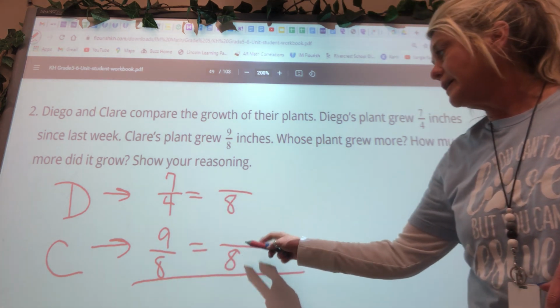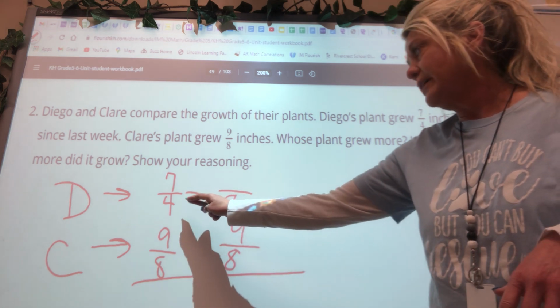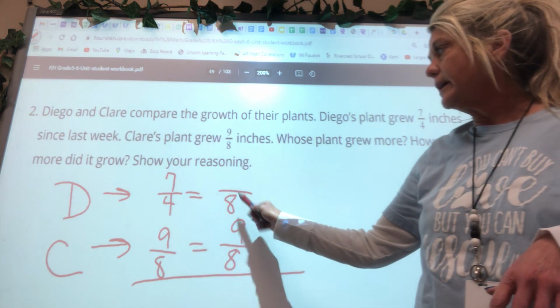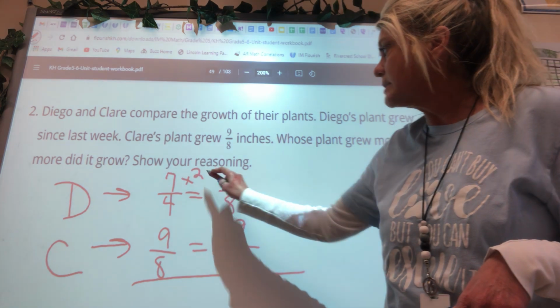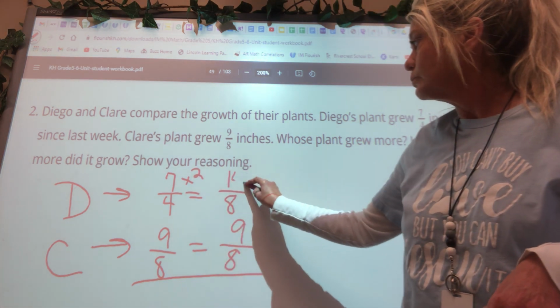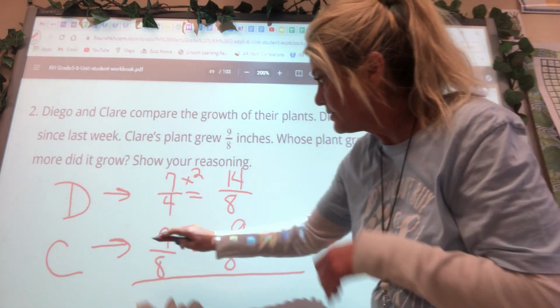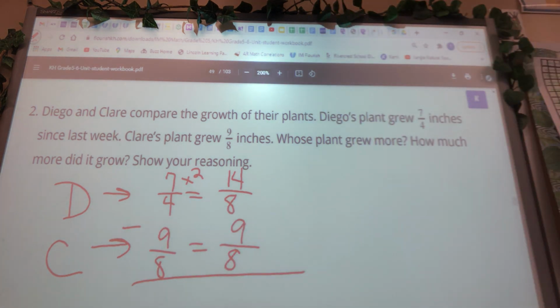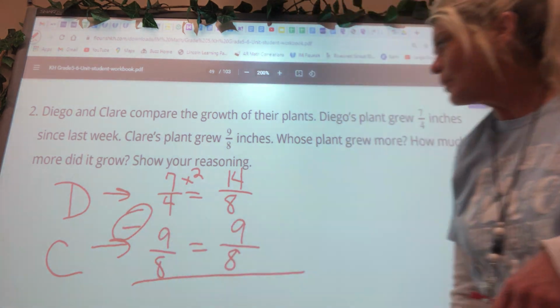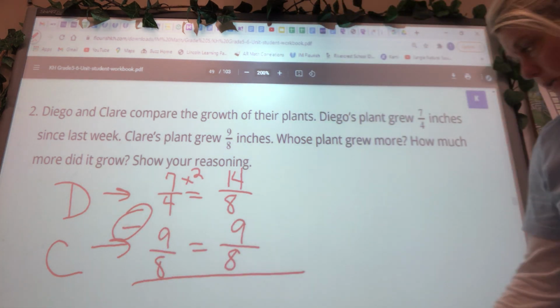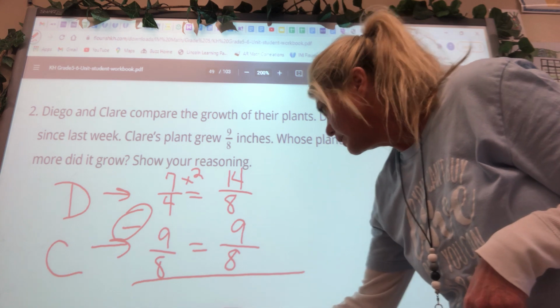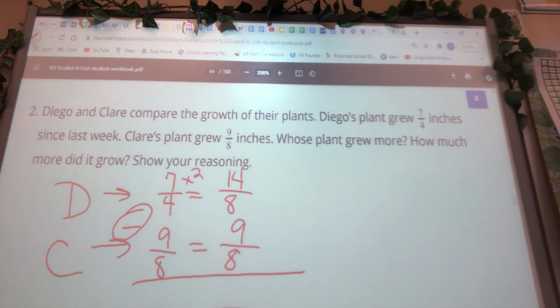This is already in 8. I would have to multiply that times 2 to get an 8, so I would have to do that here as well. 14. Okay, so now what do I do? I subtract, because we're finding the difference in how much they grew. What do I do with my denominator? Keep it. 14 minus 9. 5.